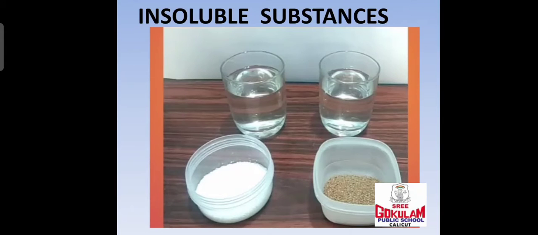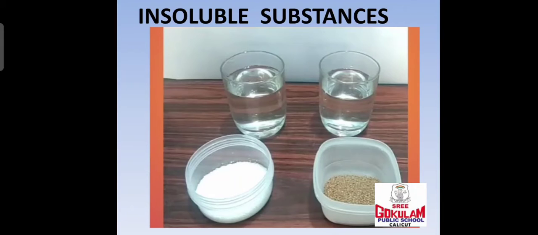And insoluble substances. What are insoluble substances? The substances that cannot be dissolved in water are called insoluble substances. Examples are chalk powder, sand, wooden powder or pencil shavings. These all are the examples of insoluble substances.